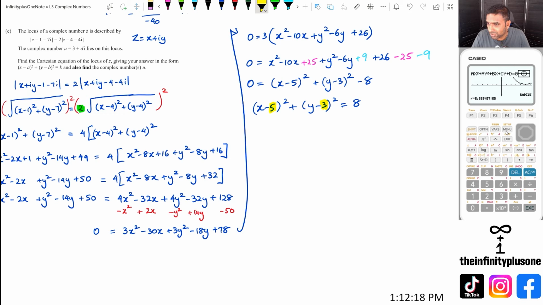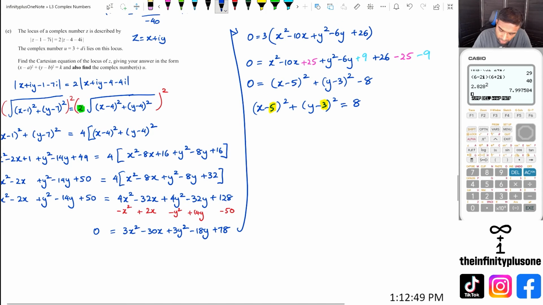Now if you go back to 2.828, 2.828 squared is roughly 8, and that's where that 8 is actually coming from. So it is a bit tedious, but again, it's just something for you to go and check out. Now, we have it says the complex number u, which is 3 plus di, lies on this locus.